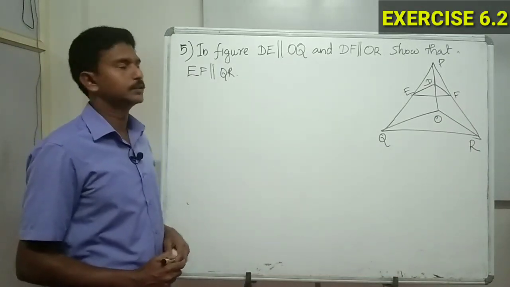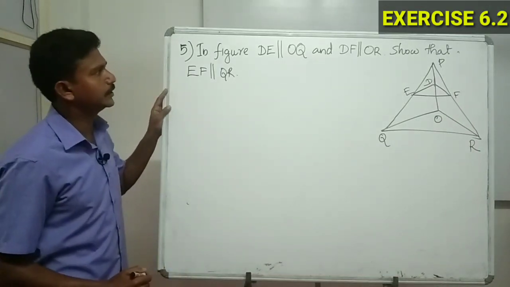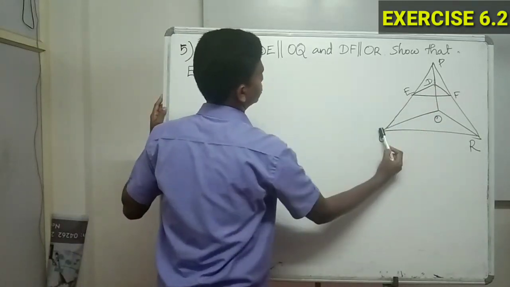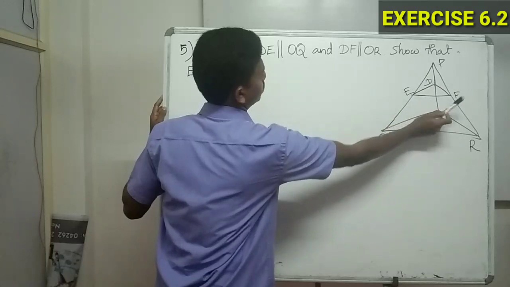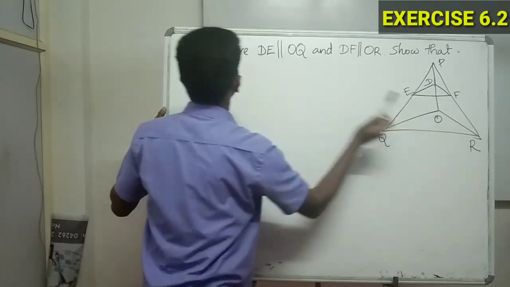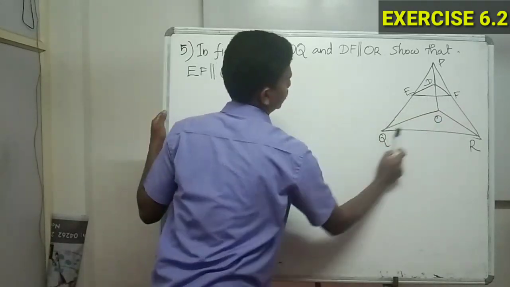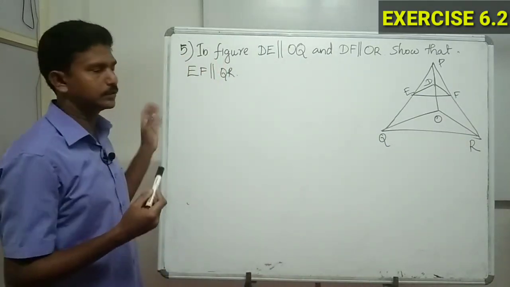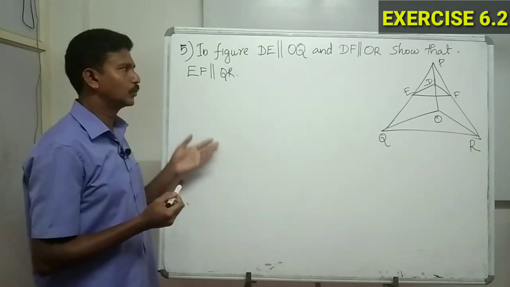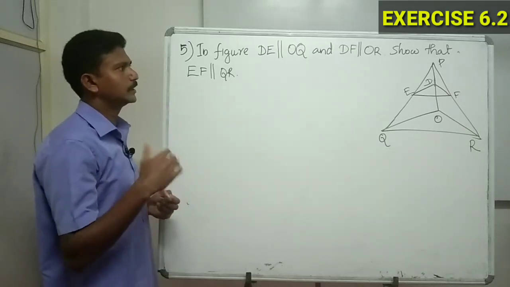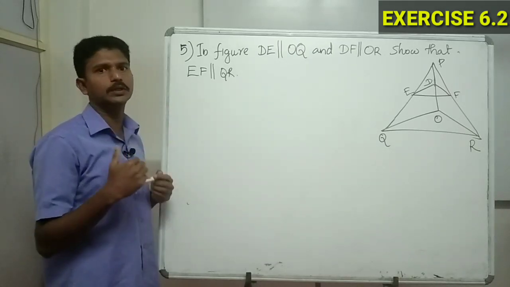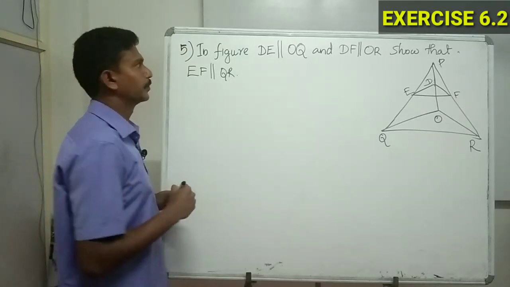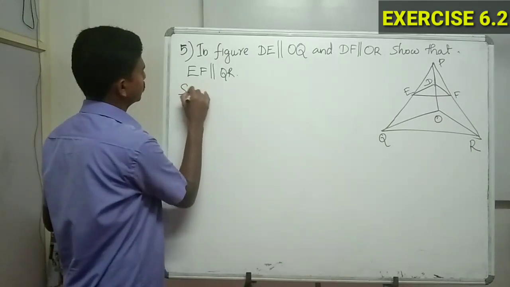Question number 5. In the figure, DE is parallel to OQ and DF is parallel to OR. Show that EF is parallel to QR. It is the same as the third and fourth questions. One extra little point is there: in this question we have to use both BPT and the converse of BPT. So let us see how we can solve this question.